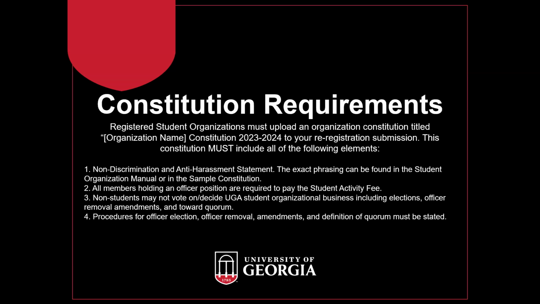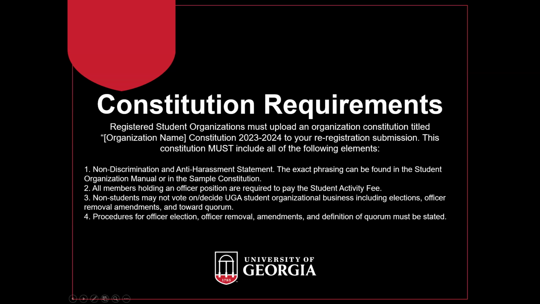Lastly, before you begin your re-registration submission, you will need to make sure your Constitution is up to date. The Constitution must include the non-discrimination anti-harassment statement, the requirement of an officer to pay the student activity fee, that non-students are unable to join or to vote on UGA student organizational business, and the procedures for officer election, removal, amendments, and the definition of quorum.